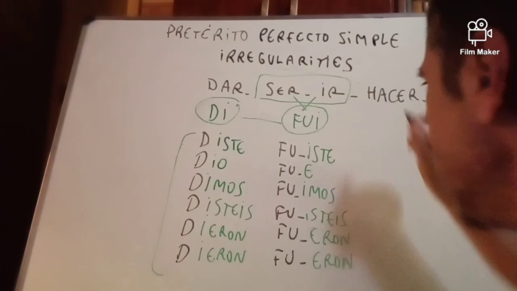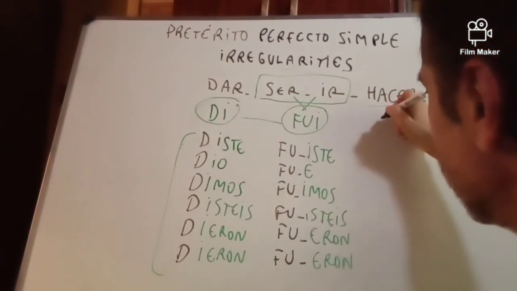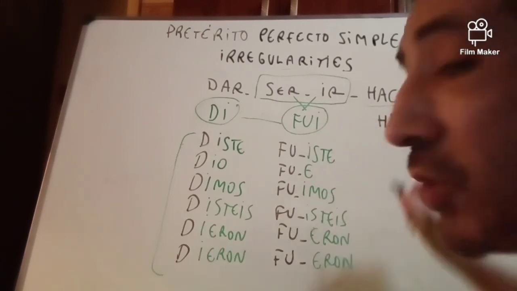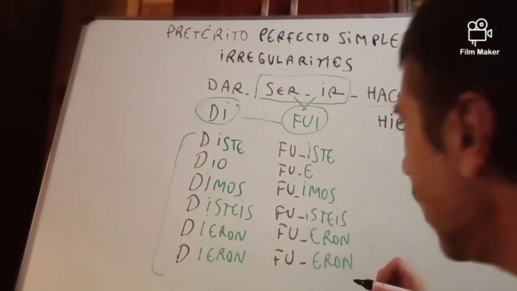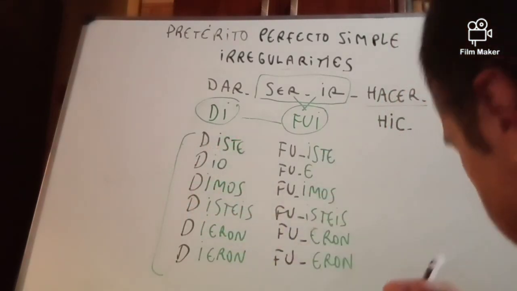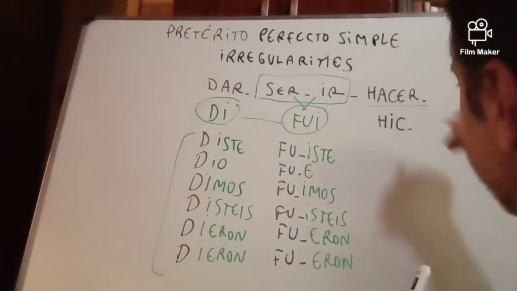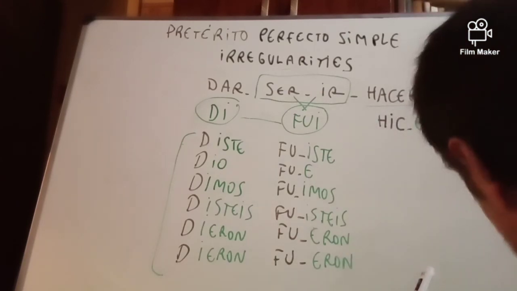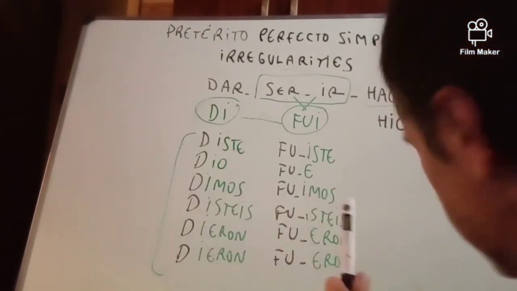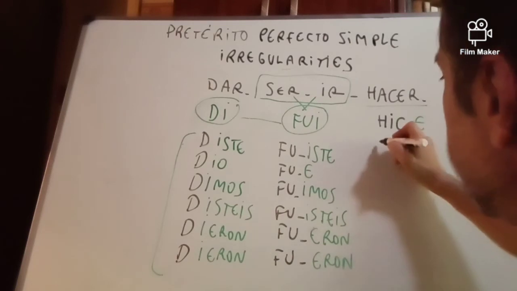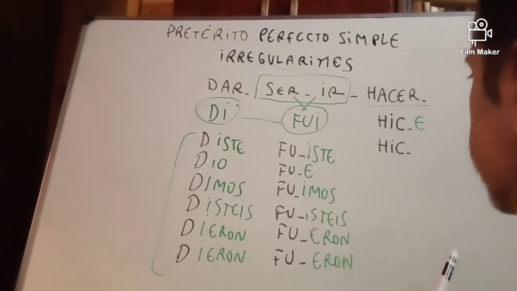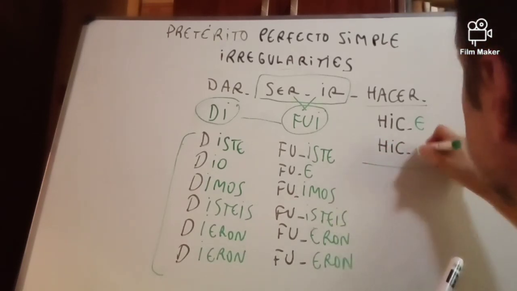And the verb to do or to make, hacer, will have different roots depending on the vowel that follows. So let's see one by one. I made or I did, depending on the context, we'll translate it into English as made or did. Yo hice, tú hiciste.